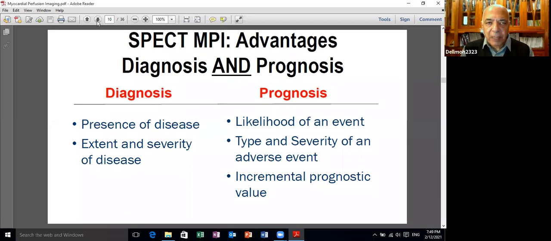As I told you, SPECT MPI is valuable not only in diagnosis, and by this I mean the presence or absence of the disease and the extent and the severity of the disease, but also in prognosis, and this means the likelihood of having an event like myocardial infarction, like mortality, and like revascularization. And it is important in telling you about the type and severity of adverse events. And as I showed you last time, it has an incremental prognostic value far beyond the straightforward exercise ECG test, as we explained last time.